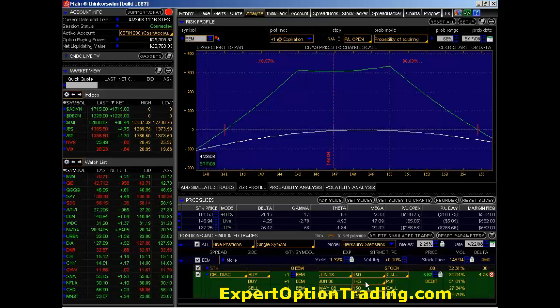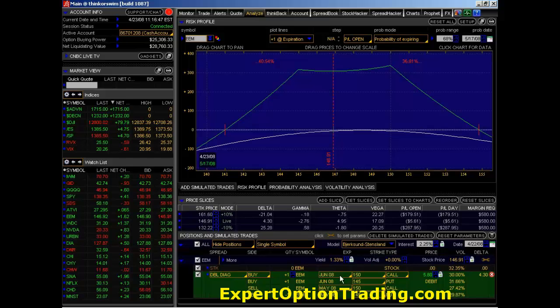It's the sale of a front month option. In this case, we're doing the Mays, and it's the purchase of the next month out, or possibly even 2 months out, of a call option at the exact same strike price.